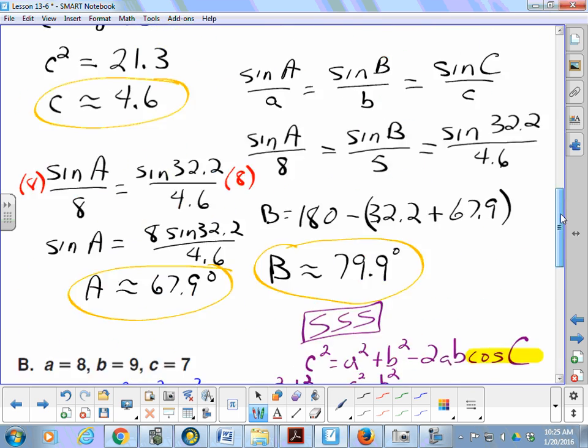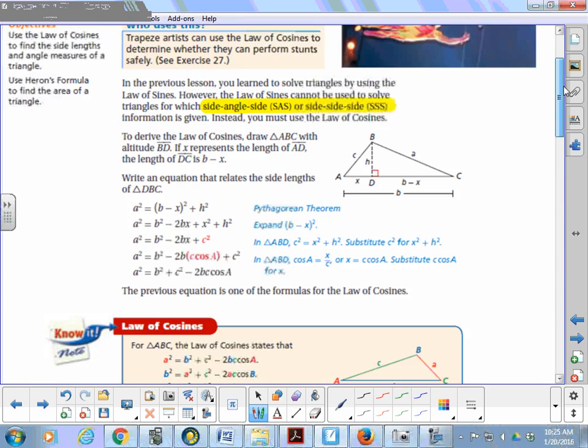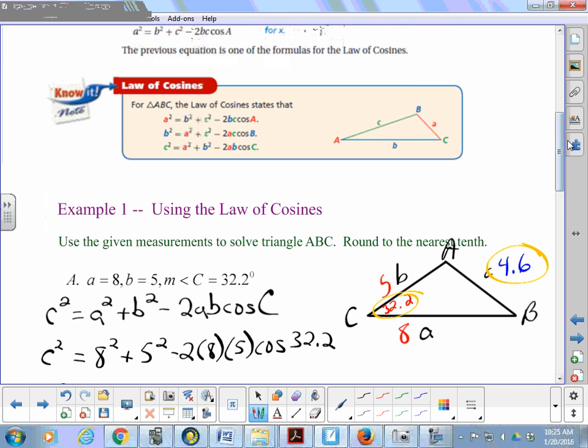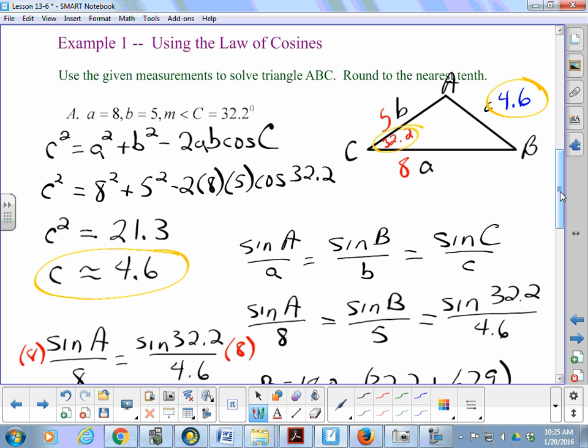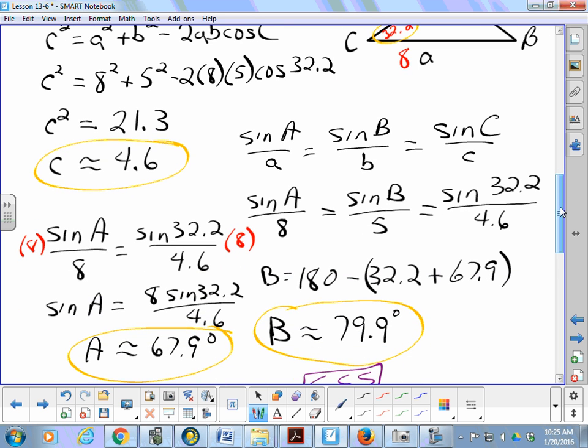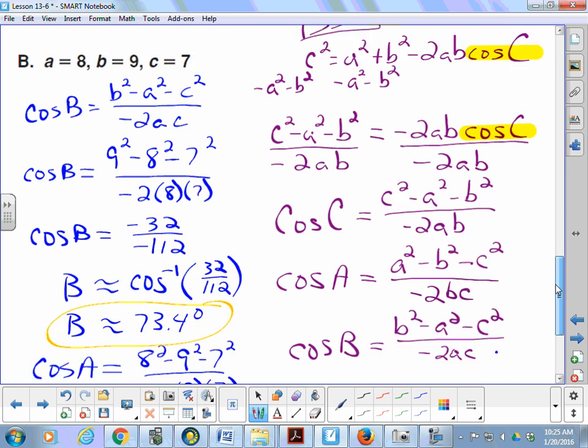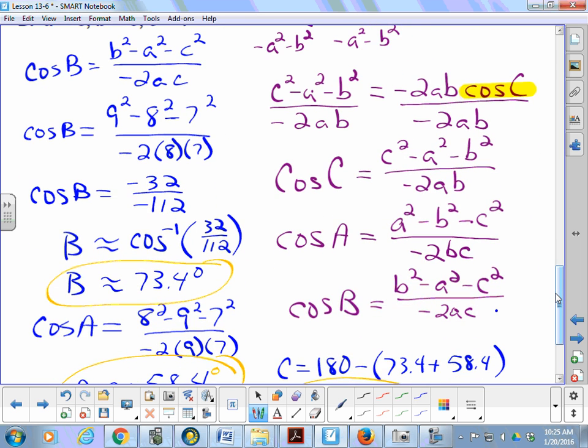So when we know side, angle, side, we use the law of cosines to find the third side of the triangle. Then we know all three sides and one angle, so we could use the law of sines to find the other two angles, or you could still use the law of cosines when trying to find those other two angles, right? And it's up to you. You can do it either way, whichever one you want to use. Okay? All right.